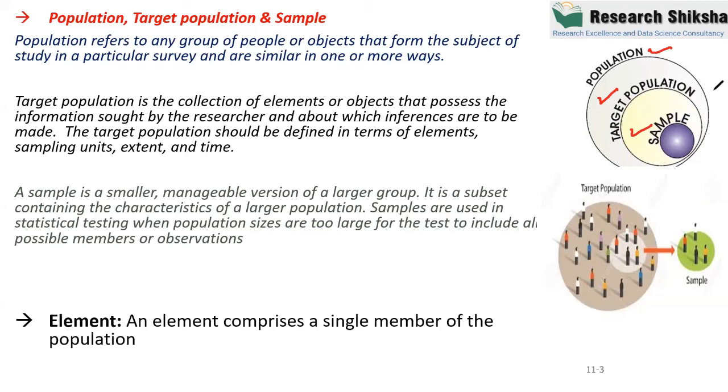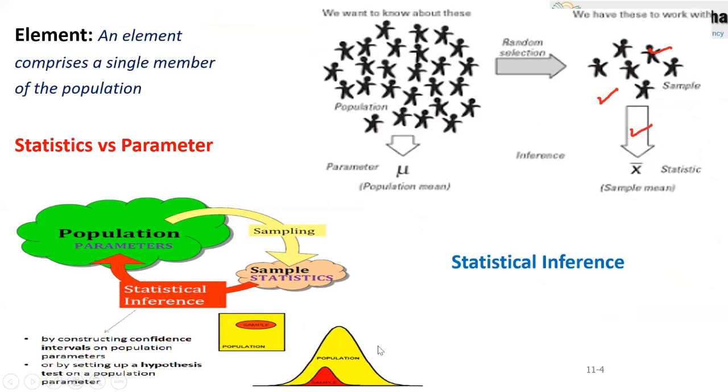So there are three concepts in the population: population, target population, and sample. The target population is a subset of the population, and the sample is a subset of the target population. So I hope you understand the difference between population, target population, and sample. In your study, you should be very, very clear on three aspects: population, target population, and the sample. Okay, now let's move.